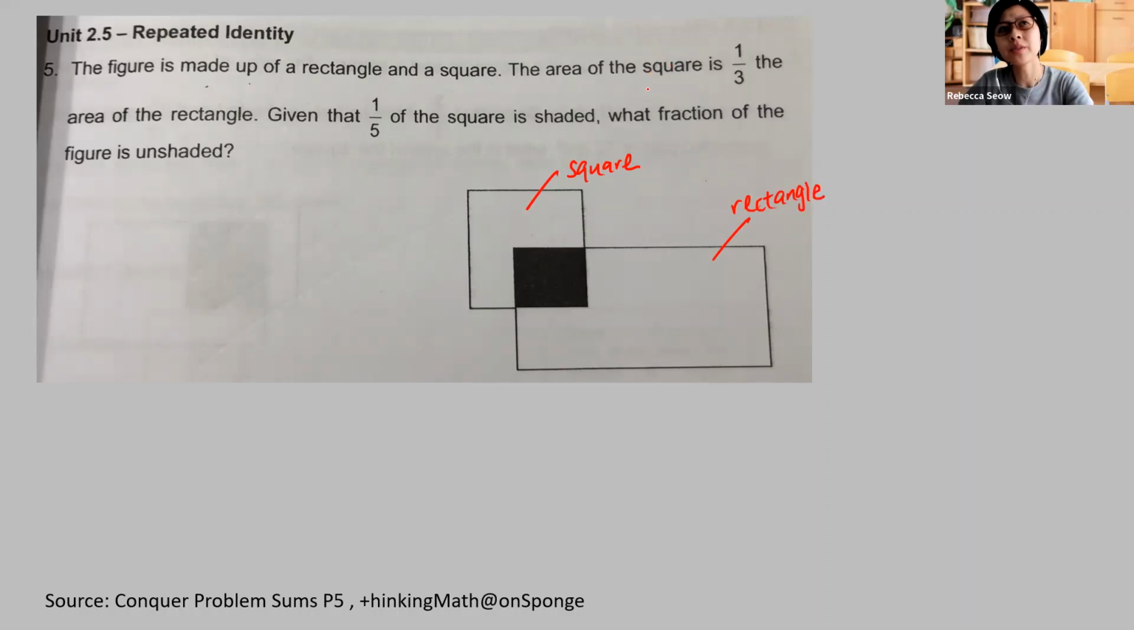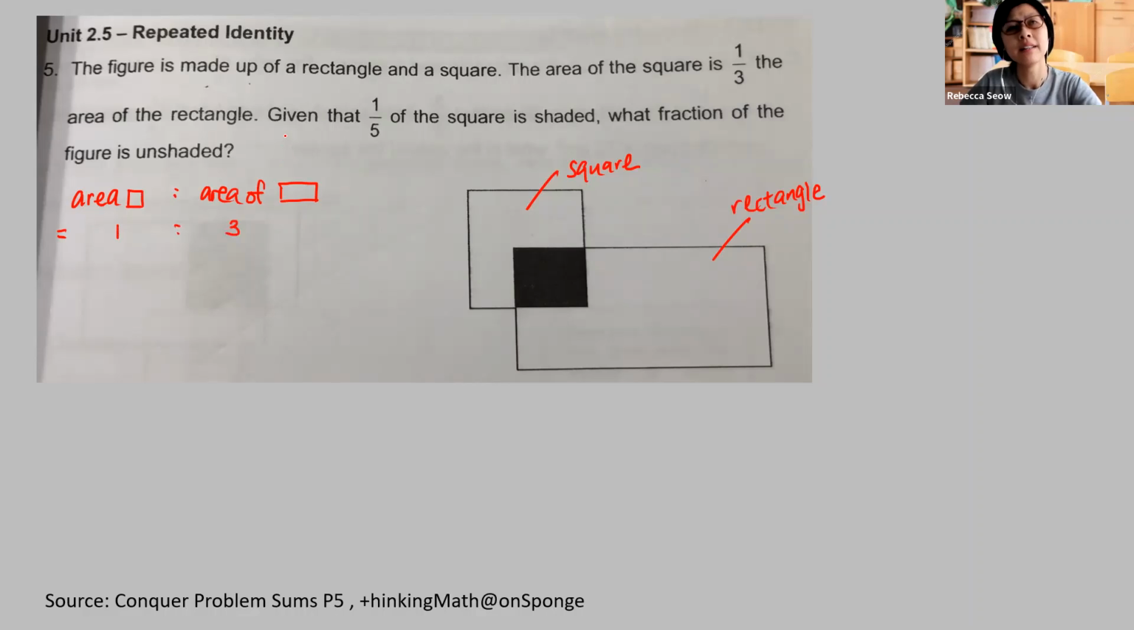Now, the area of the square is 1/3 the area of the rectangle. So what I'm going to put down as information would be something like that. Area of square to area of rectangle. Very simplified, yeah? Equals 1 to 3.